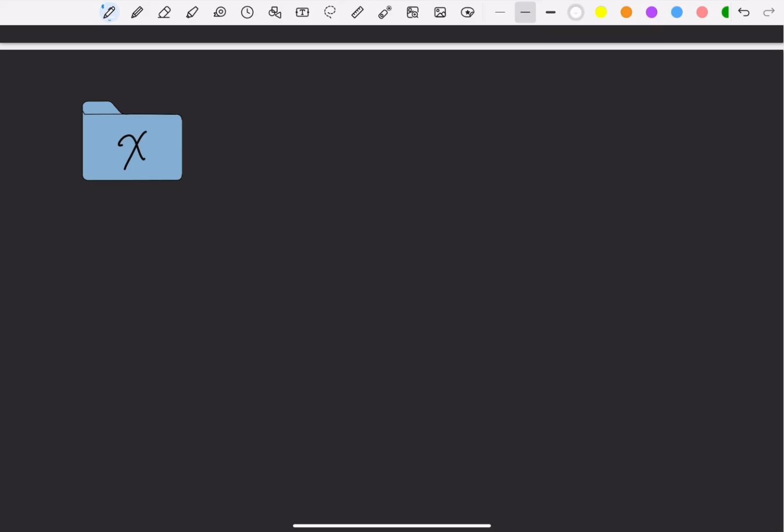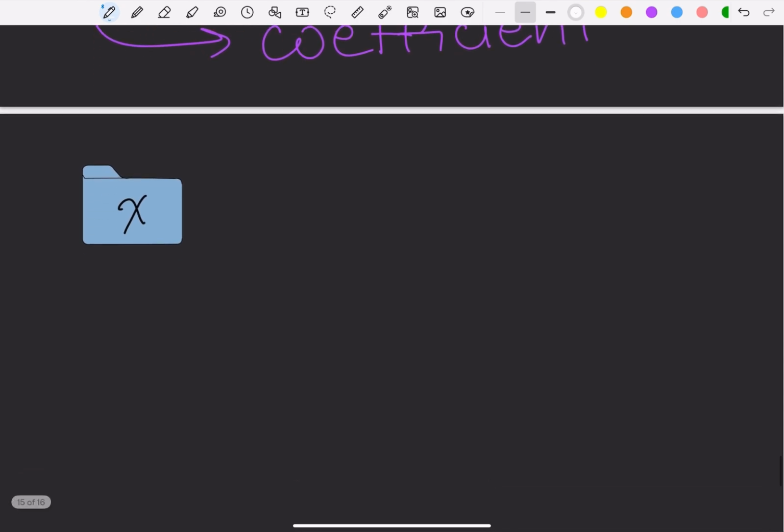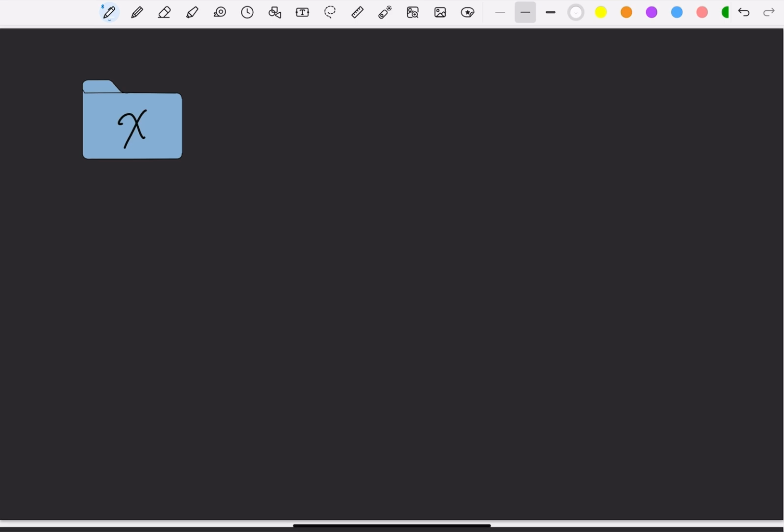So where do these coefficients come from? What do we do with them? How do we find them? What do they even tell us exactly, right? Well, we learned that coefficients tell us how many of an unknown variable we have, or how many times we multiply an unknown variable, or unknown value.